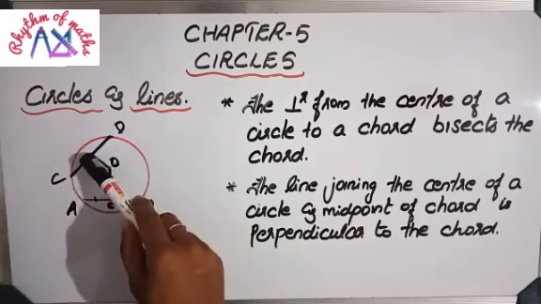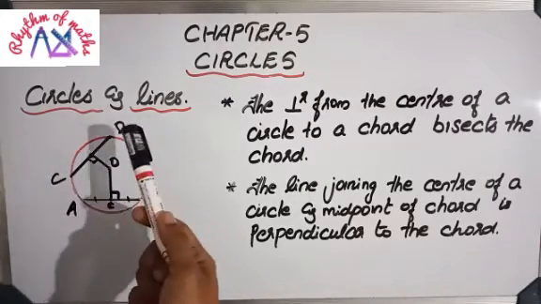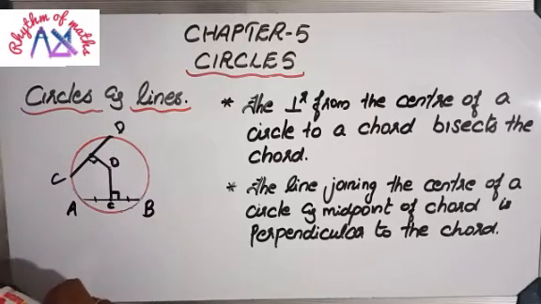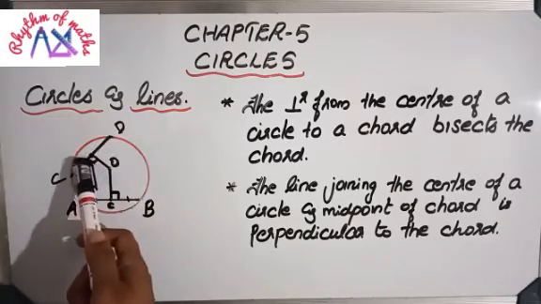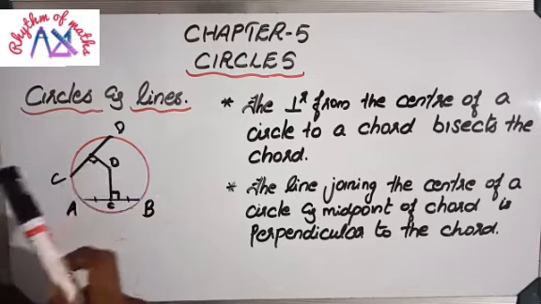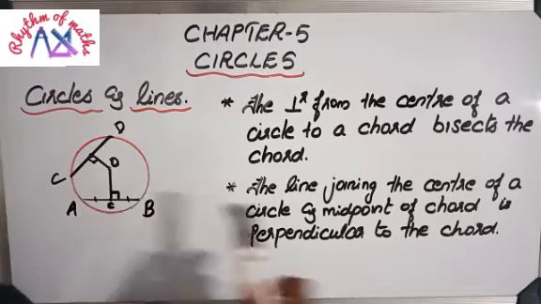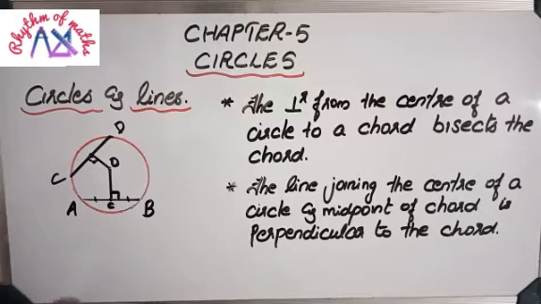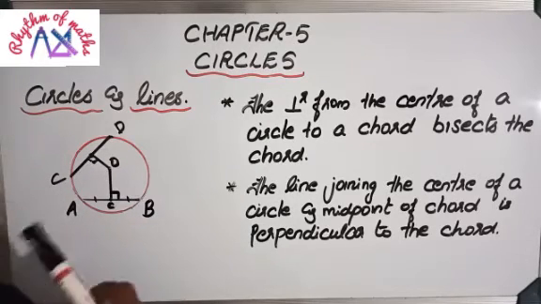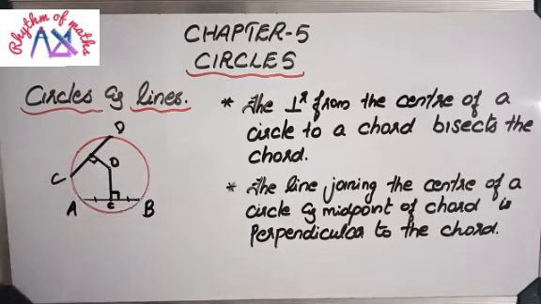Here this point is the midpoint. If 6 centimeter is the line, 3 centimeter will be the midpoint. Like that, the midpoint and center point we can join. That line will be what? 90 degree, that means perpendicular. So these are the three concepts you have to learn in this section. By using this you have to do problems. Now let's move on to problems.